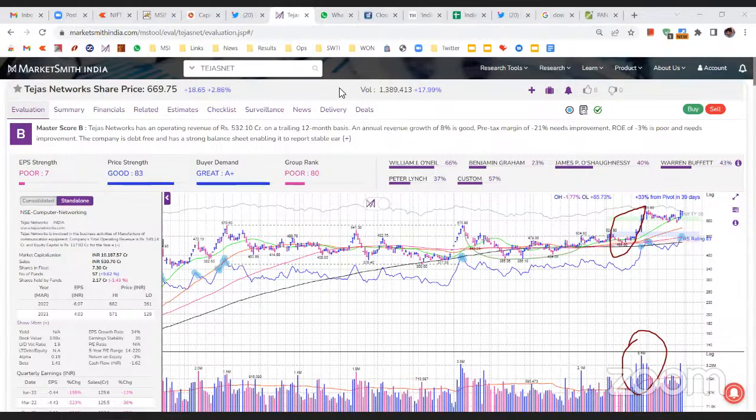When the market structure changes and the market status is changed to confirmed uptrend, definitely this amount of gains, which is a 2% gain, will definitely move to 5%, 6% on an intraday basis.